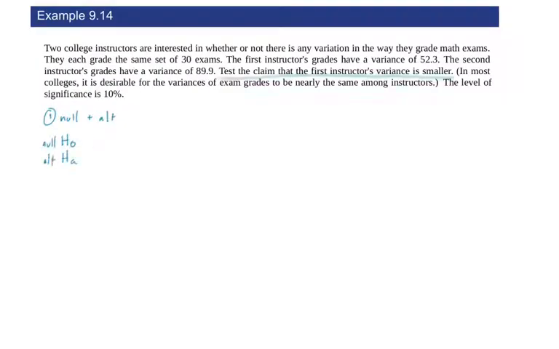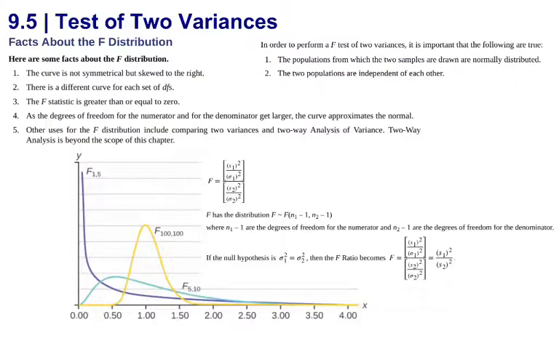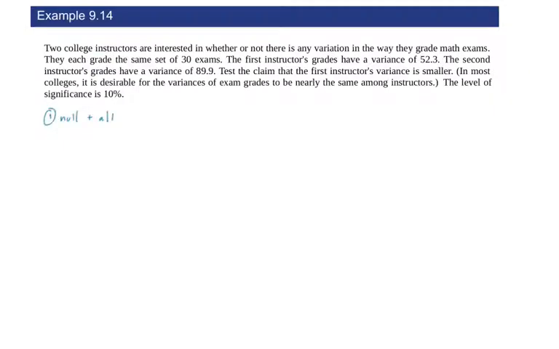Okay, so let's look at an example here. Two college instructors are interested in whether or not there's any variation in the way they grade math exams. So they each grade the same set of exams, 30 each. The first instructor's grades have a variance of 52.3. The second has a variance of 89.9. And we're going to test the claim that the first instructor's variance is smaller. So again, note that we're not looking at means, we're not looking at proportions, we're looking at variances here.